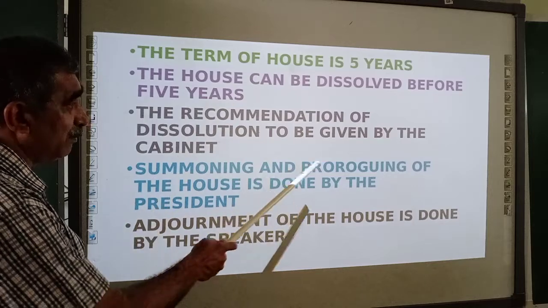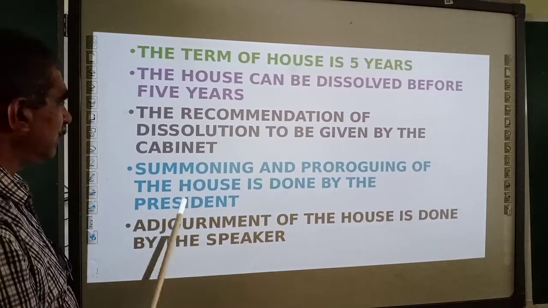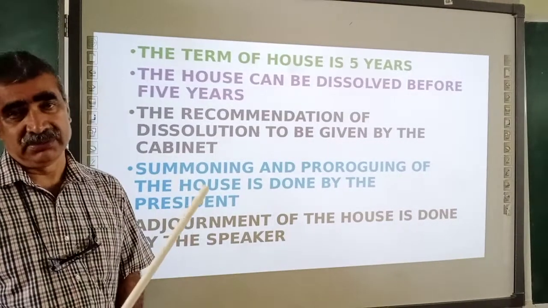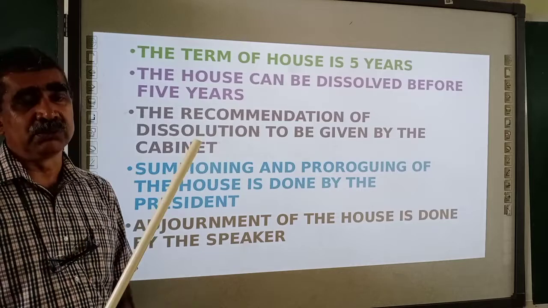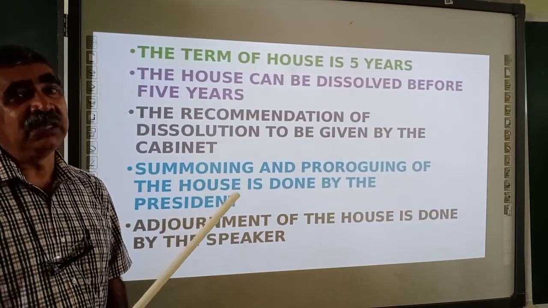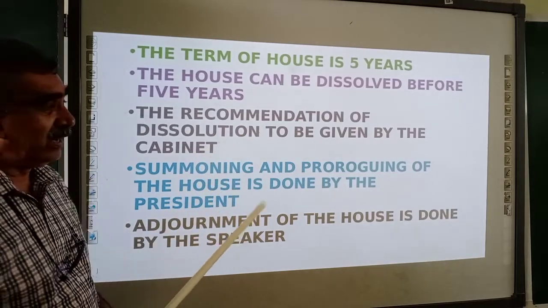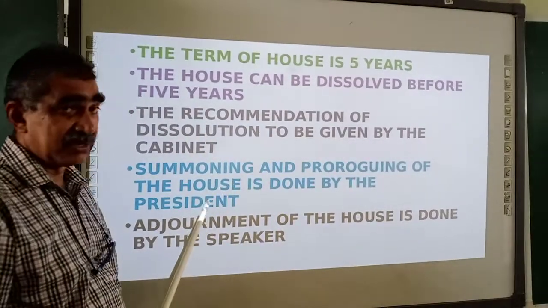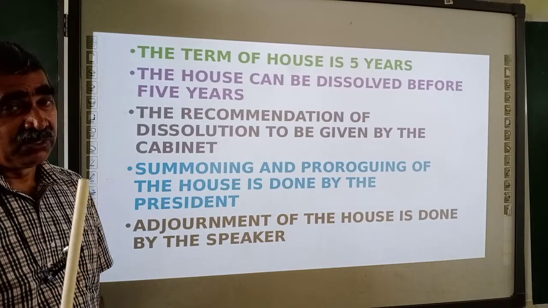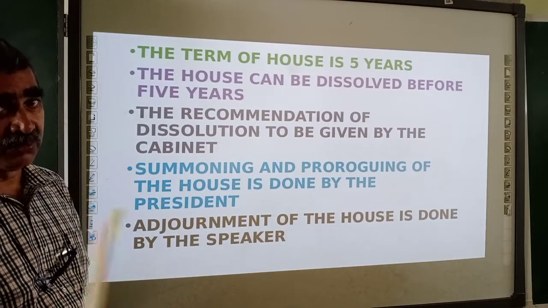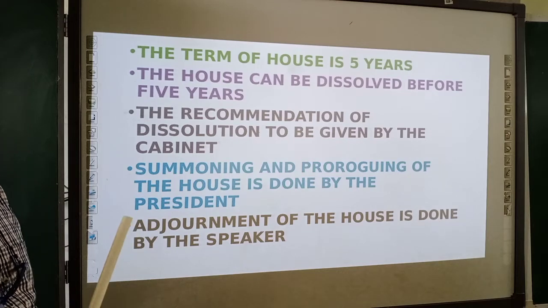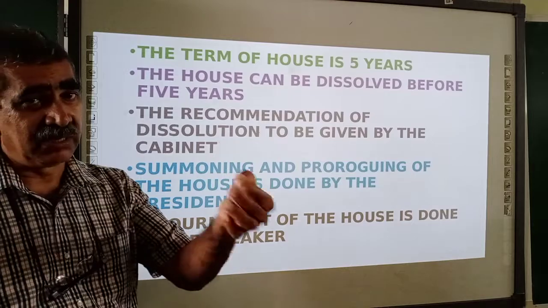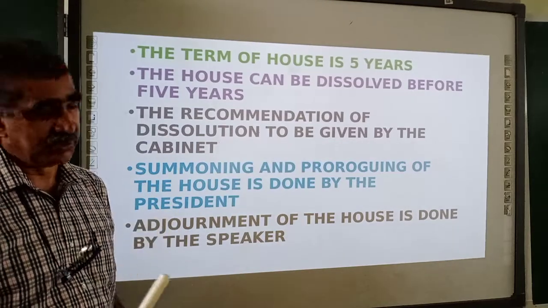So, summoning and proroguing of the house is done by the president. Summoning means holding the meeting. When the members should come to the parliament, that decision will be taken by the president, and when the meeting should come to an end, that decision also is taken by the president. But the president, that will come in the next chapter, I will explain to you. The president doesn't do anything, it is done by the cabinet. The cabinet gives a recommendation, the president signs and approves it. That's all.